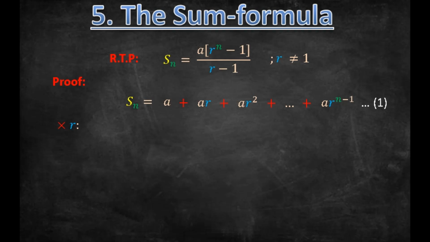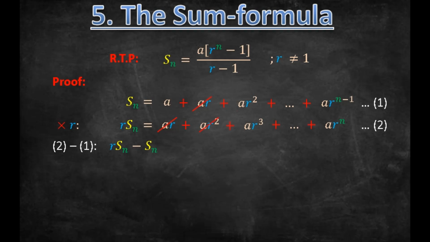So we end up with r times S sub n equals AR plus AR squared plus AR cubed plus all the way up to AR to the n. And this we can call equation 2. Now we subtract equation 1 from equation 2. So on the left hand side we have r times S sub n minus S sub n.